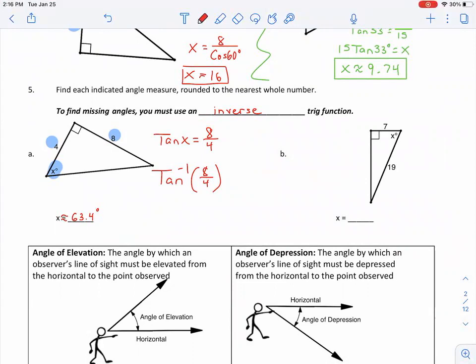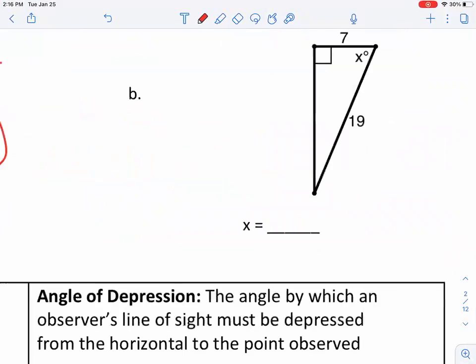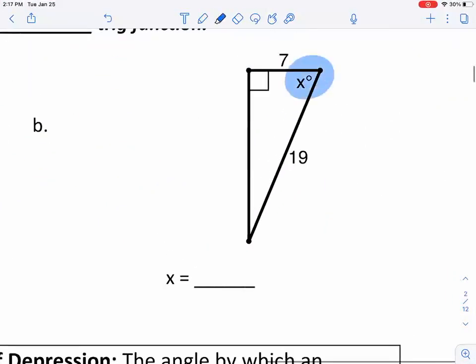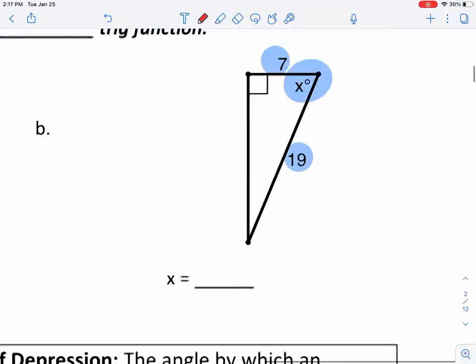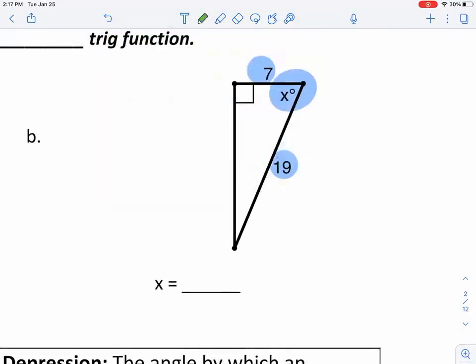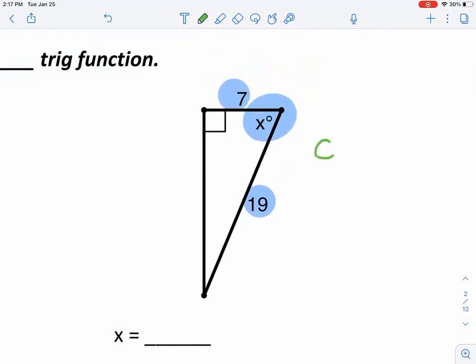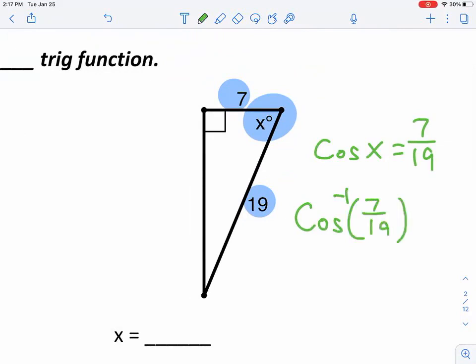All right, so for part 5B, here's my angle. I have the adjacent. I have the hypotenuse. So adjacent and hypotenuse is cosine. So I would say the cosine of x is equal to 7 over 19. And since we're trying to find an angle measure, we do the inverse cosine of 7 over 19.